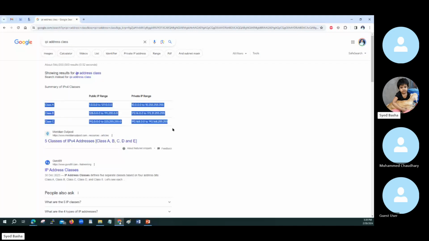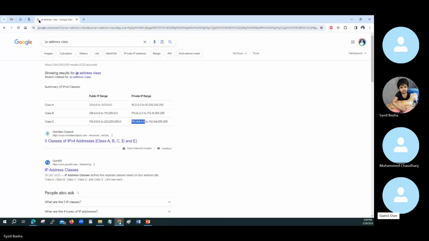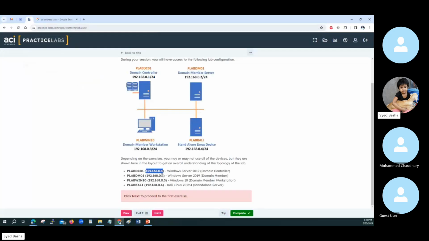Which range have we seen for the IP address? Now you know class A, class B, class C. So this is the range we have to remember. When you see 10.0.0.0, that's class A. 172.16 is class B. Class C is 192.168.0.0. Is it clear? So here it is a class C network.